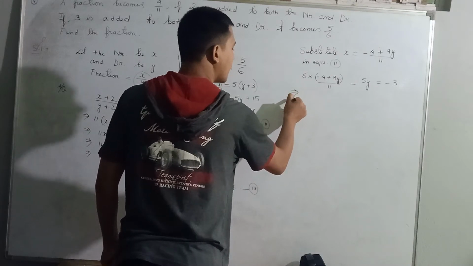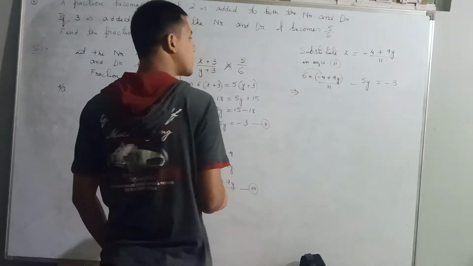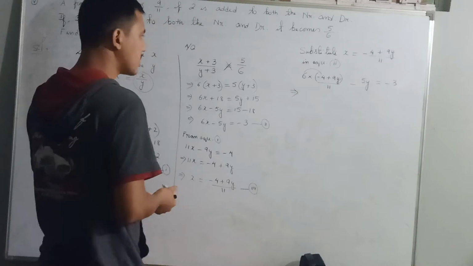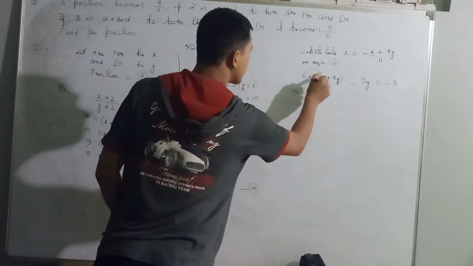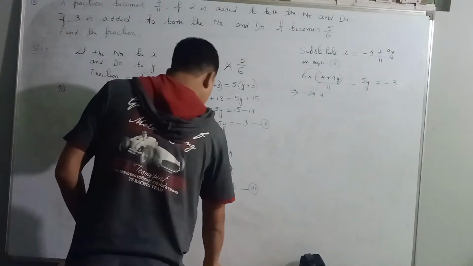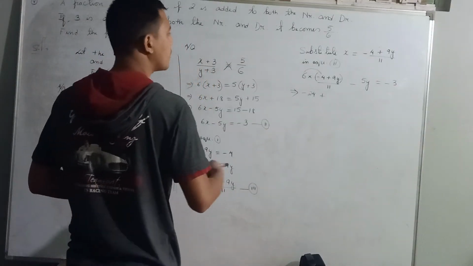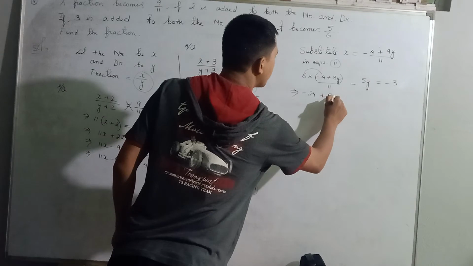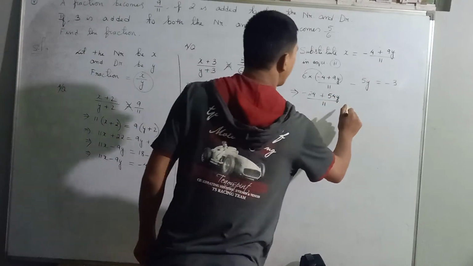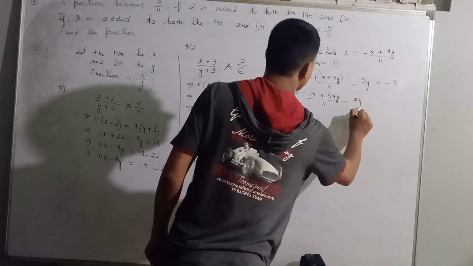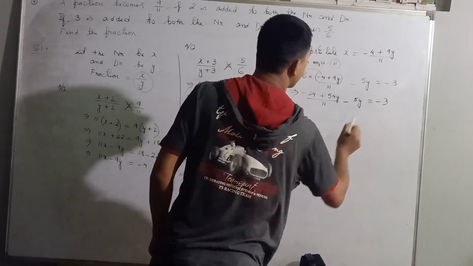Now we'll multiply by 6. 6 times minus 4 is minus 24, plus 6 times 9y, which is 54y upon 11. Minus 5y is equal to minus 3. What is the next step that we do?